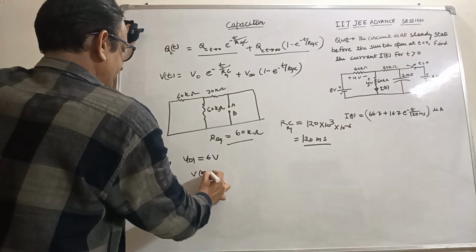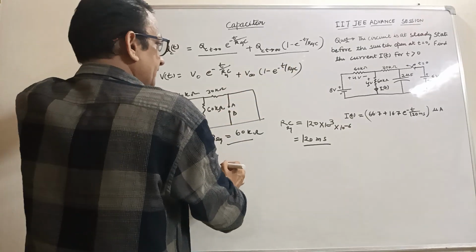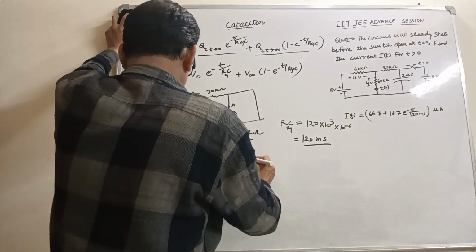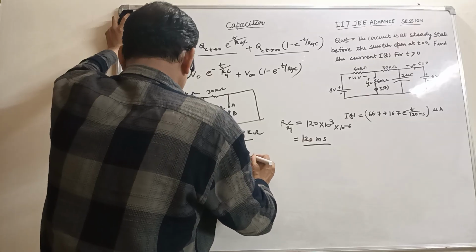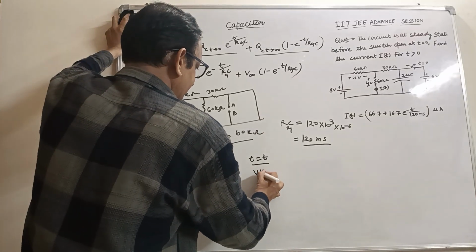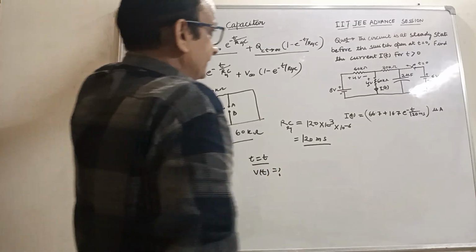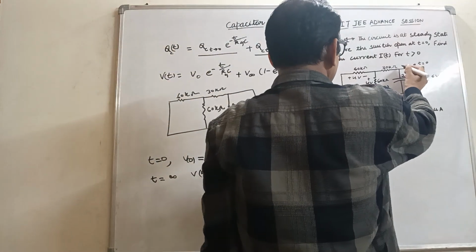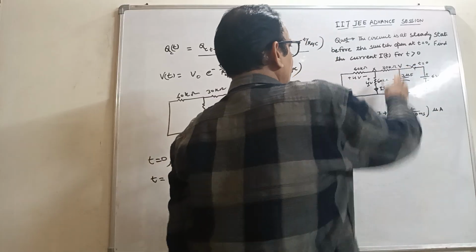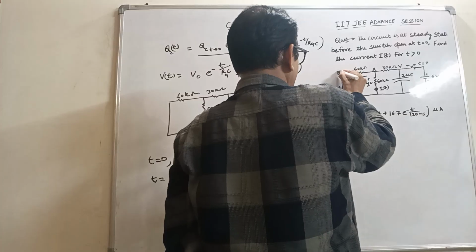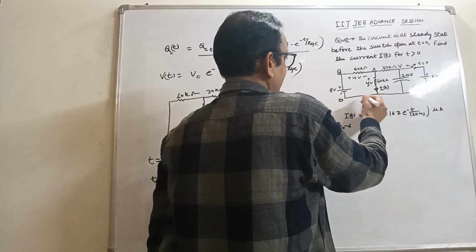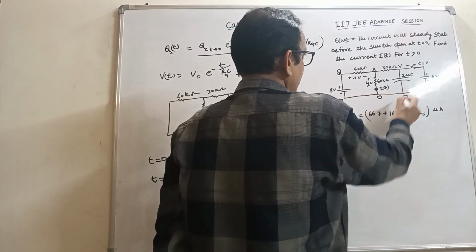So V infinity would be 4 volt, and we have to find the voltage at any time t. Let us consider the node voltage x volt, and across the capacitor the voltage V. The upper plate voltage is 8 volt and the lower is 0.